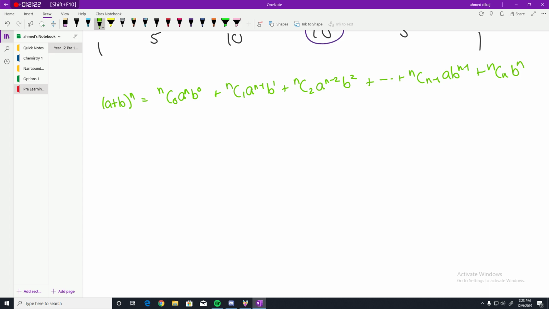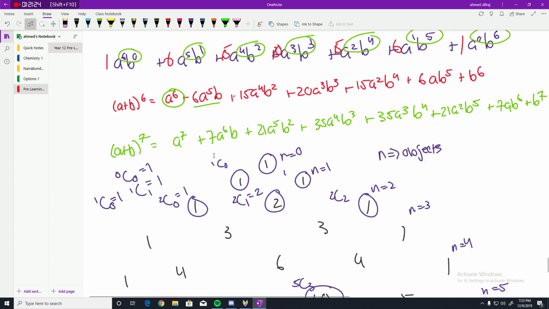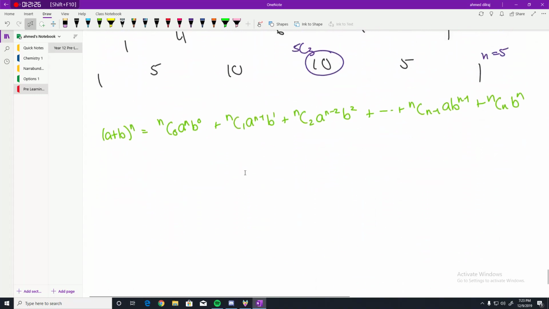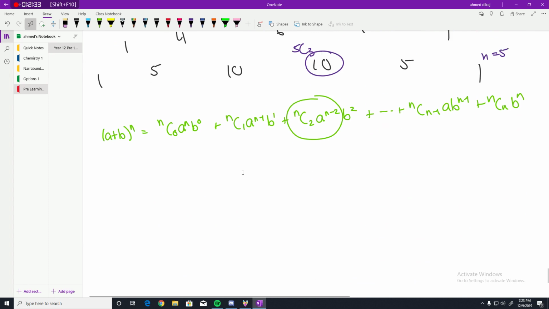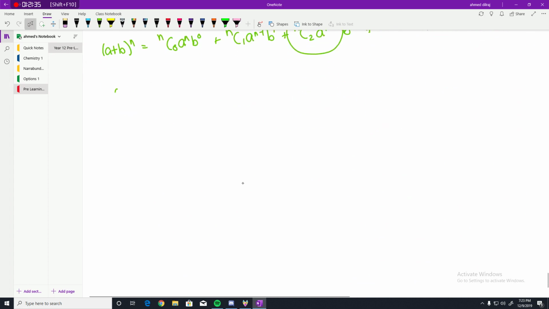So that makes sense. That's the general formula for expanding anything. So actually you can figure out the coefficient of anything on any power. What I mean by that is, for example, I had a plus b to the power of 37.